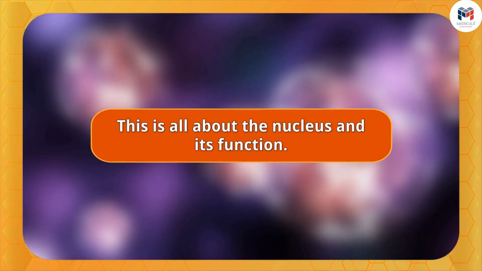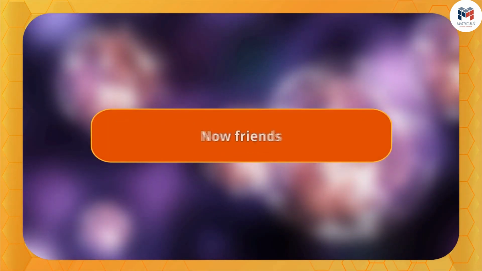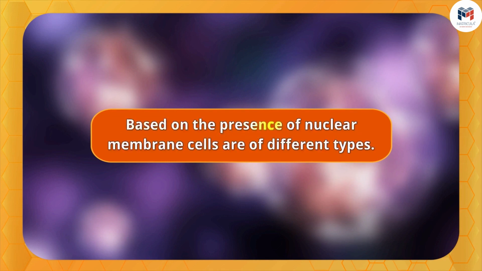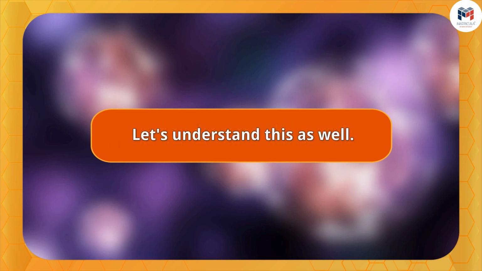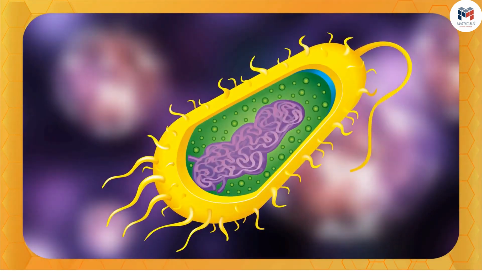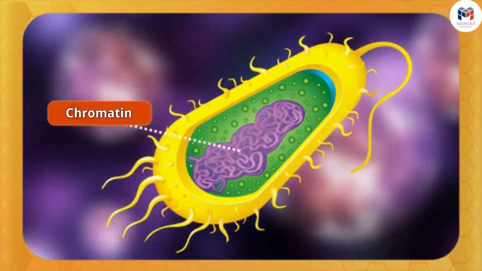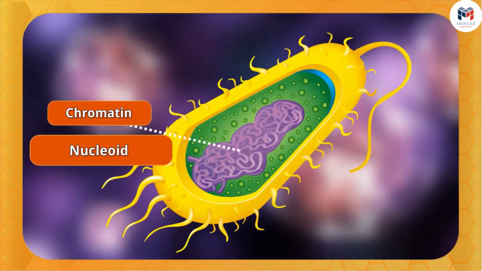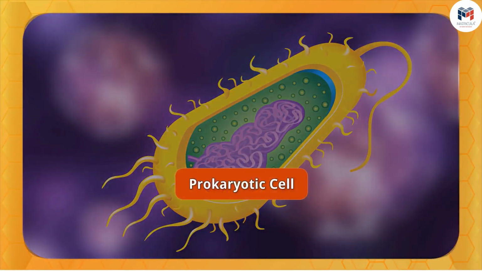This is all about the nucleus and its functions. Now friends, based on the presence of nuclear membrane, cells are of different types. Let's understand this as well. In some organisms like bacteria, the nuclear region of the cell may be poorly defined, due to absence of a nuclear membrane. Such an undefined nuclear region containing only chromatin is called a nucleoid. Such organisms whose cells lack a nuclear membrane are called prokaryotes. We call such cells prokaryotic cells.